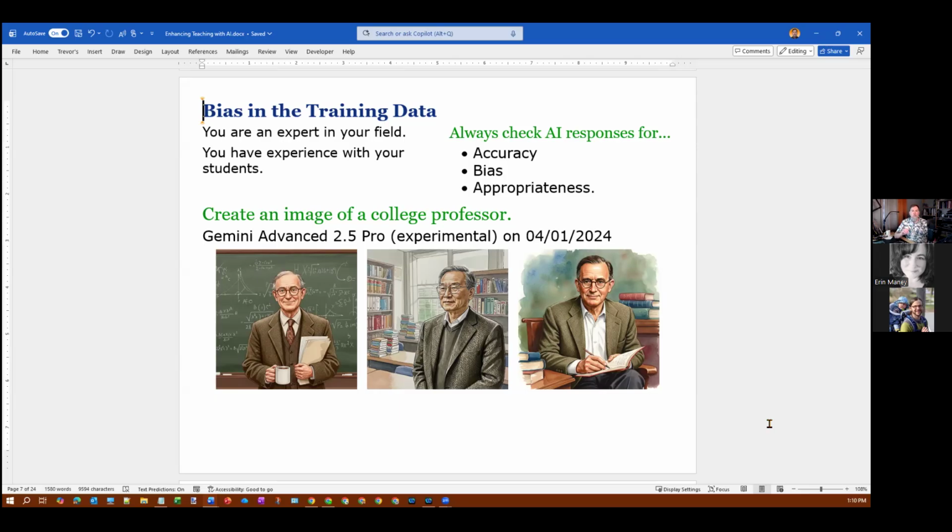Okay, so just as an example of some hidden biases that may or may not be in your particular model, about a year ago, I put in a prompt, and I just said, create an image of a college professor. I was using Gemini Advanced 2.5 Pro, and you can see the results here. So take a minute to look at those pictures, and do you see any biases in there? If you want to throw those in the chat, I would appreciate that.